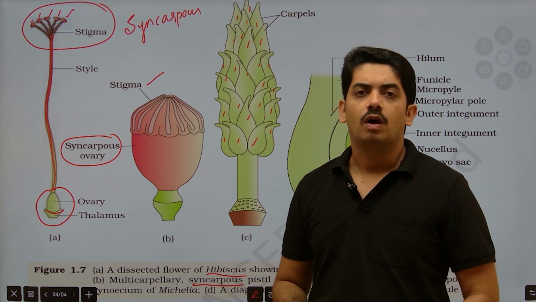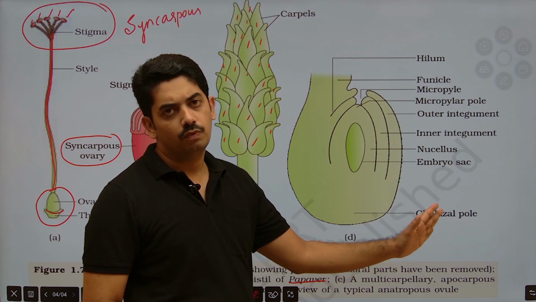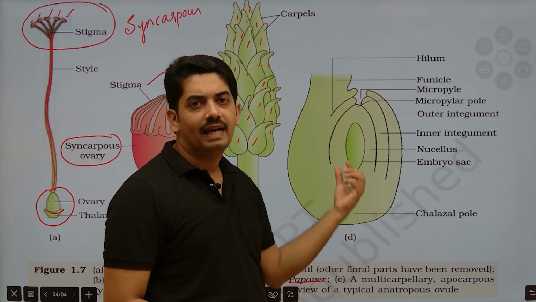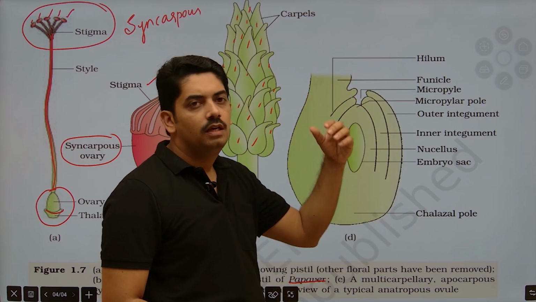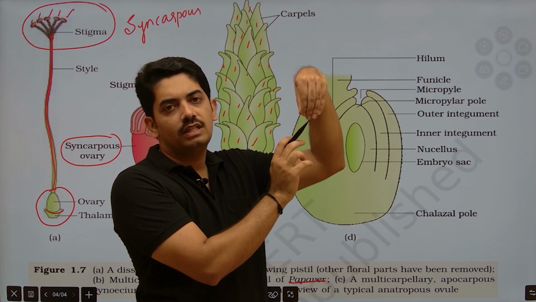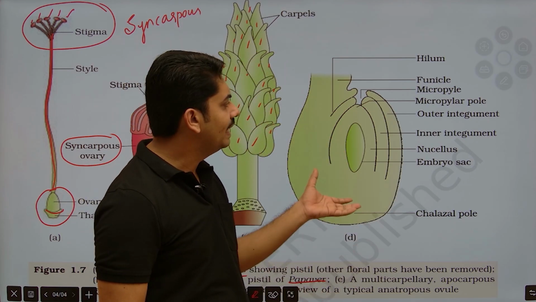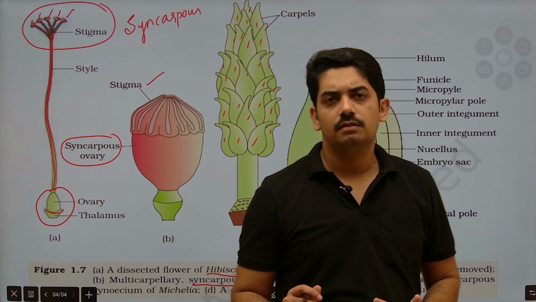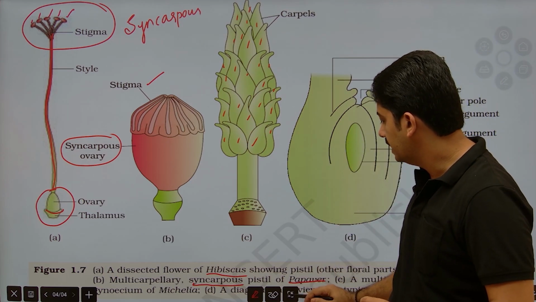There are many types, orthotropous, campylotropous. So here one type is given, that is anatropous ovule. The naming is mainly based on position of micropyle and chalaza with respect to funicle. Okay, so here the ovule is completely bent like this, and micropylar region is near to the funicle. So we use the term anatropous ovule. So let us study this anatropous ovule in detail. Let me explain this particular anatropous ovule by taking this diagram in the next page.